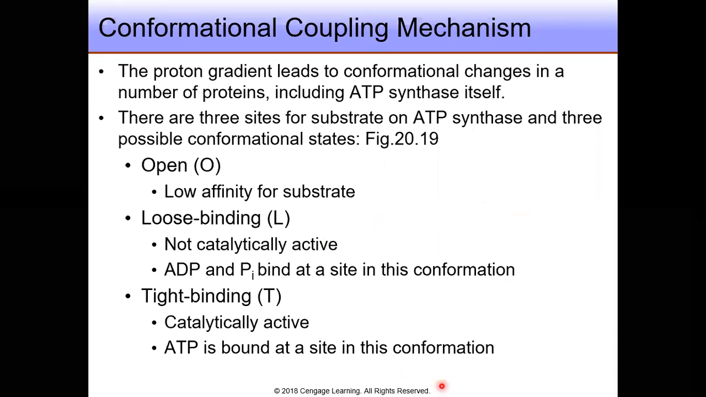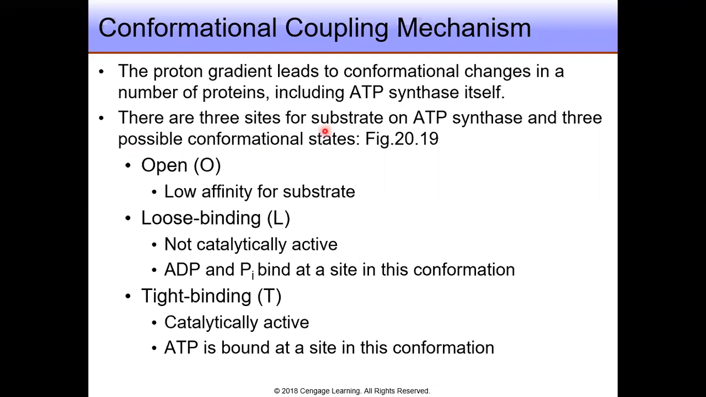Now remember, as I said, there are 3 sites for substrate on ATP synthase and 3 possible conformational states. O for open, low affinity for substrate. L for loose binding, not catalytically active; ADP and Pi bind at a site in this conformation. And T for tight binding, catalytically active; ATP is bound at a site in this conformation.